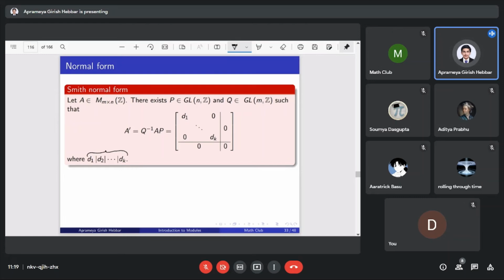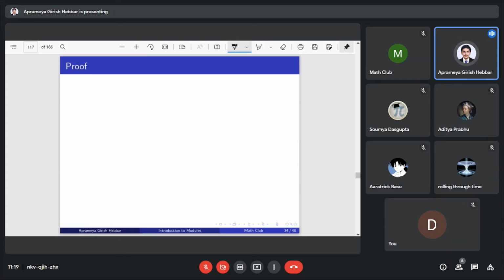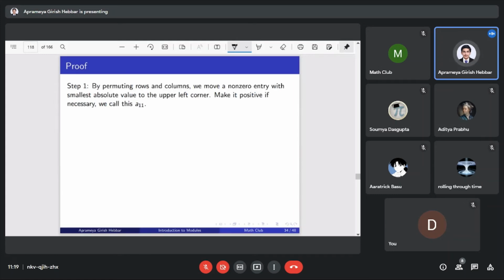The way we prove it is, we'll try to give an algorithmic proof. So how do we start? The first step is, by permuting the rows and columns, we move a non-zero entry with the smallest absolute value to the upper left corner. Let's say you have some smallest entry. Then you push it to the first column, and then you can push it to the first row also, and you can make it positive if necessary by multiplying the whole row by minus 1. We call such an element a11.